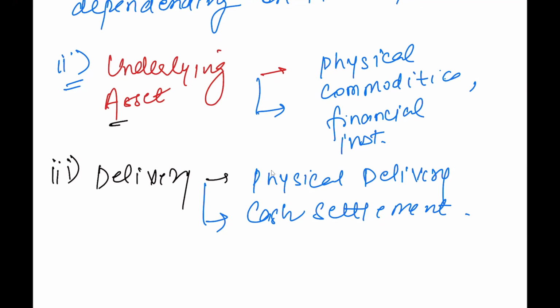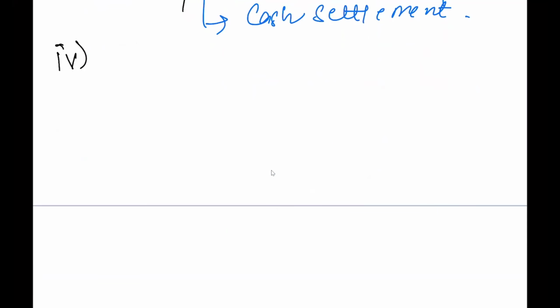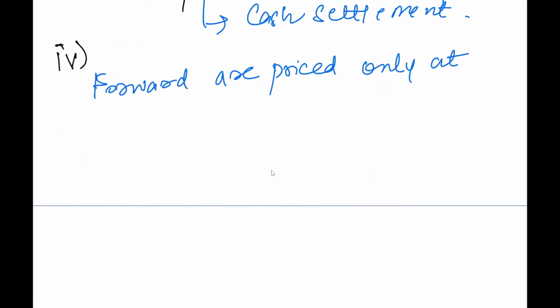So these are some of the characteristics which you will see in a forward contract. Also, one more thing: if you remember, futures were marked to market daily. But forwards are priced only at maturity. And because of this, there is no margin requirement as such.